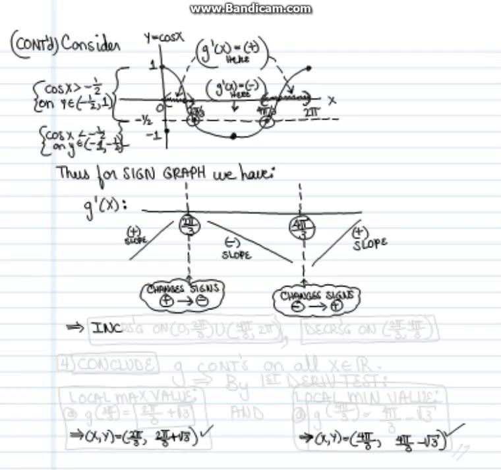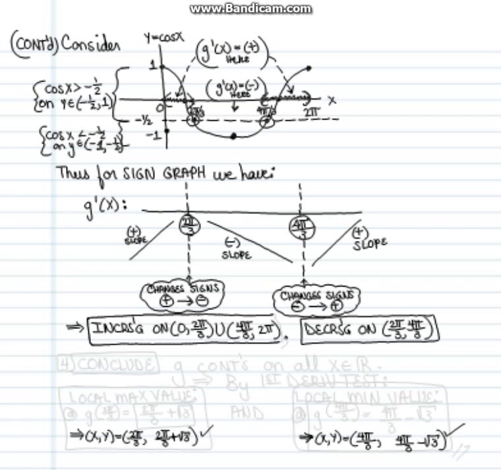It indicates that we're increasing on the x interval from 0 to 2 pi over 3 and from 4 pi over 3 to 2 pi. And the function's decreasing on the interval from 2 pi over 3 to 4 pi over 3. So those are our intervals of x values of increase and decrease.